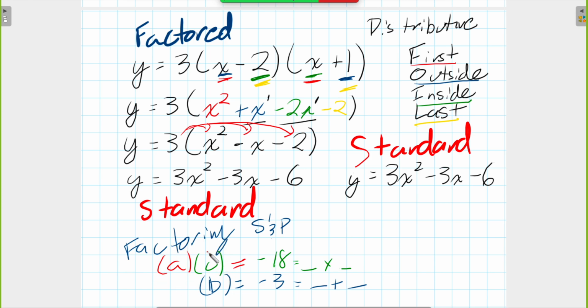We took A times C. So this is the A value, and this is the C value. We multiplied it and we got negative 18. So we're going to look for two factors of negative 18.